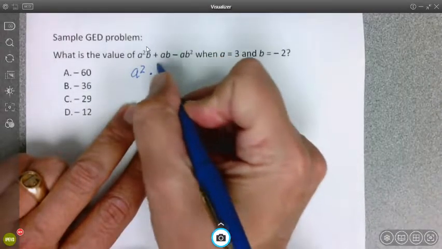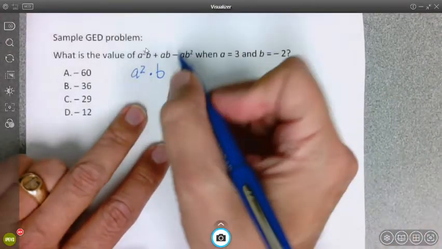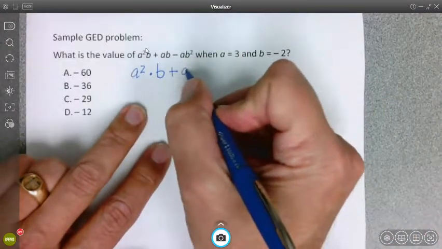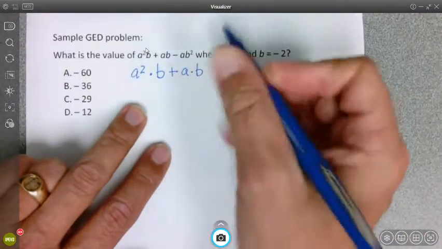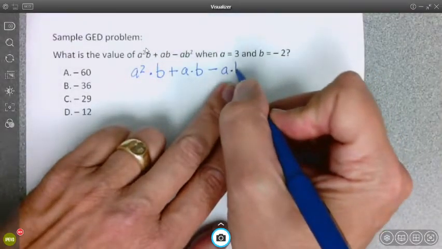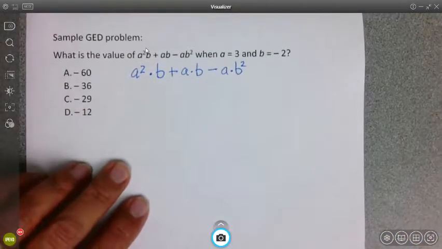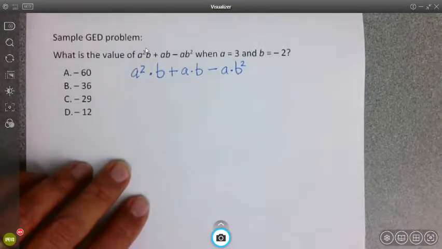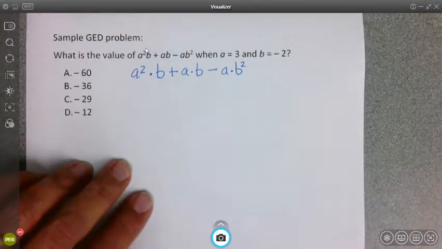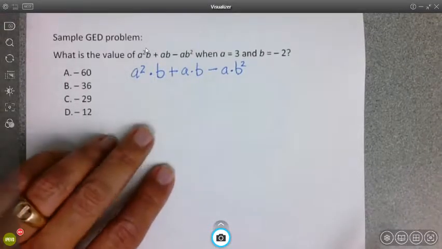a squared times b, showing the multiplication symbol directly with a dot, plus a times b minus a times b squared. And notice I've written the multiplication symbols that normally would not be shown in the algebraic expression, because when two letters are next to each other, that means that those values are being multiplied. And I'm going to find the value of this expression when a is equal to 3.